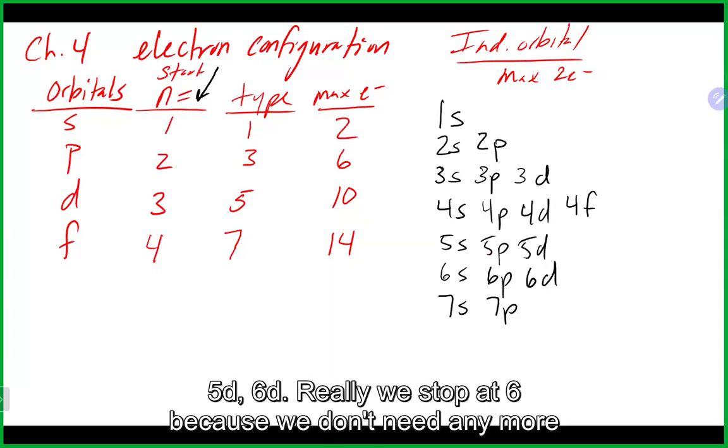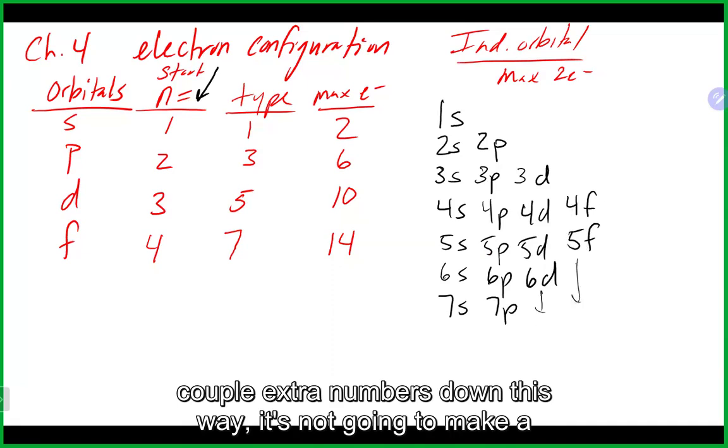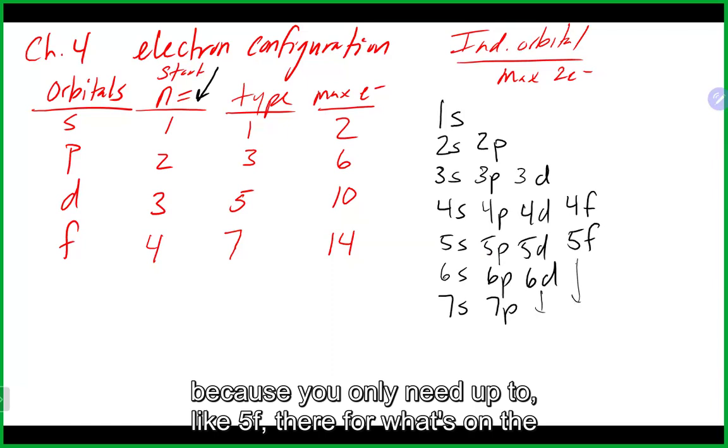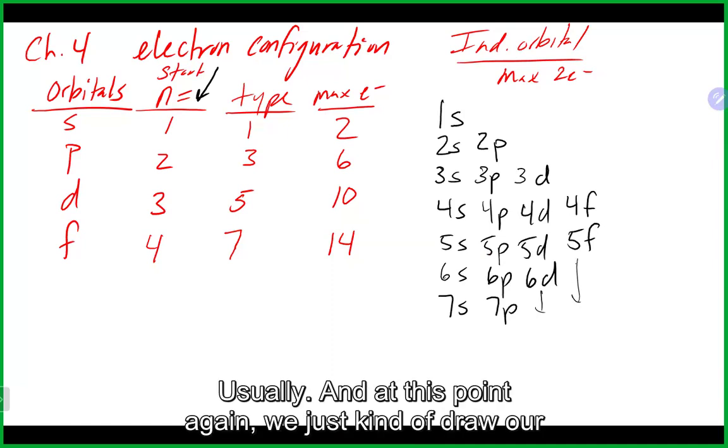Really, we stop at 6 because we don't need any more, and really f stops at 5. But like I said before, if you put a couple extra numbers down this way, it's not going to make a tremendous difference. You probably won't get there anyway. You only need up to like 5f for what's on the periodic table, so you really don't need to go any further than that usually.